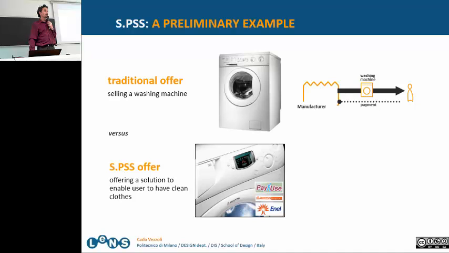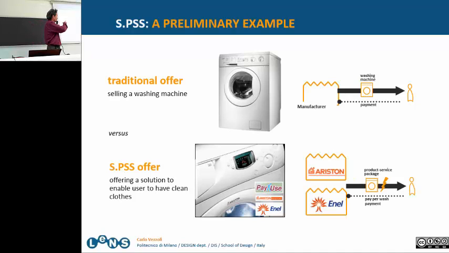In an S.PSS offer, what changes? Well, first of all, we have a joint venture between Ariston and Enel. And actually, what they are offering together is the washing machine and the electricity that is used by the washing machine. What they are paid, they are not paying for the washing machine, nor the electricity. They are paying per wash. The final, what we call the final unit of satisfaction.